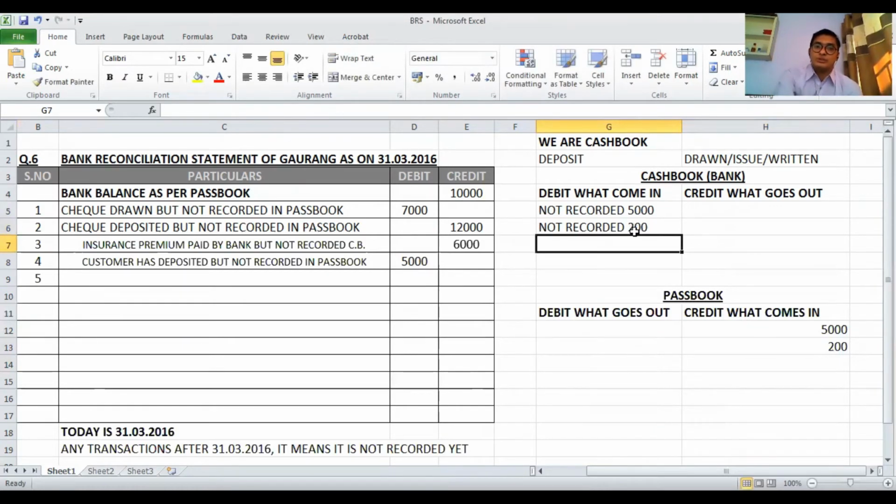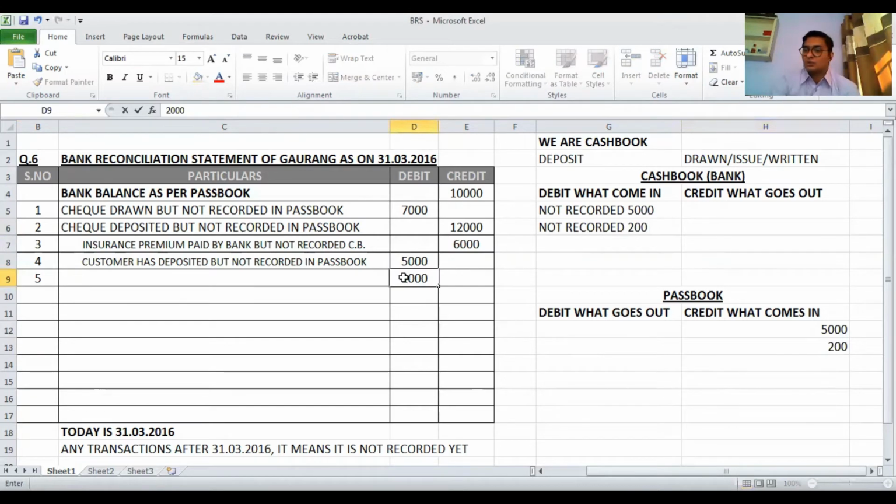So now I am going to record it on the debit side, since it is not recorded. For 200 rupees, bank interest not recorded in cash book. Point number 6: a check of 6700 deposited with the bank is dishonored.